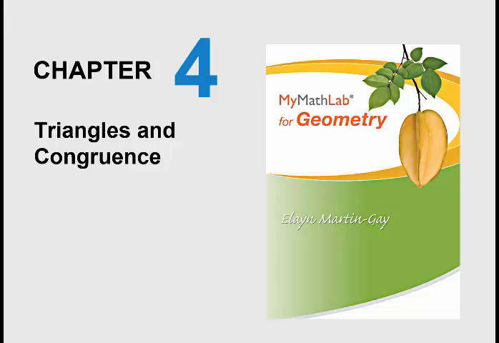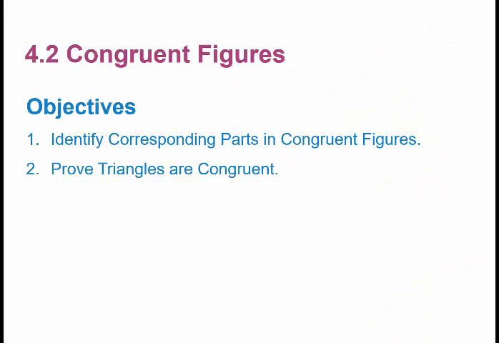Hi class. So we continue our study in chapter 4 talking about triangles and congruence by moving into section 4.2 and talking about congruent figures. All right, so we have two objectives in this section. What we want to do is identify corresponding parts in congruent figures. Well, we'll start by actually talking about what it means to be a congruent figure. And then the last thing we'll do is we'll prove two triangles are congruent by using some of the theorems we've already discussed in this class.